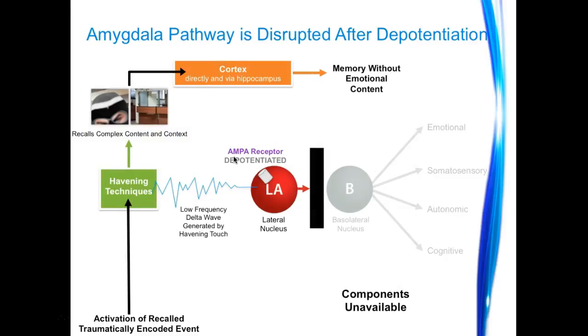We can see from this diagram that the pathway in the amygdala is then disrupted. Because we've taken the detectors out of the alarm system, effectively we've removed those AMPA receptors from the surface through havening touch. That's it, it doesn't go further. It doesn't go further to trigger some outflow of emergency responses. There's a disruption of the pathway. It's delinked at that point.